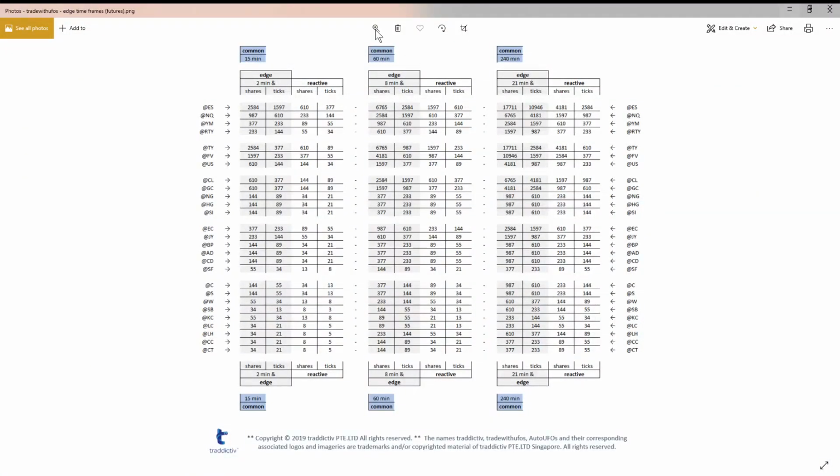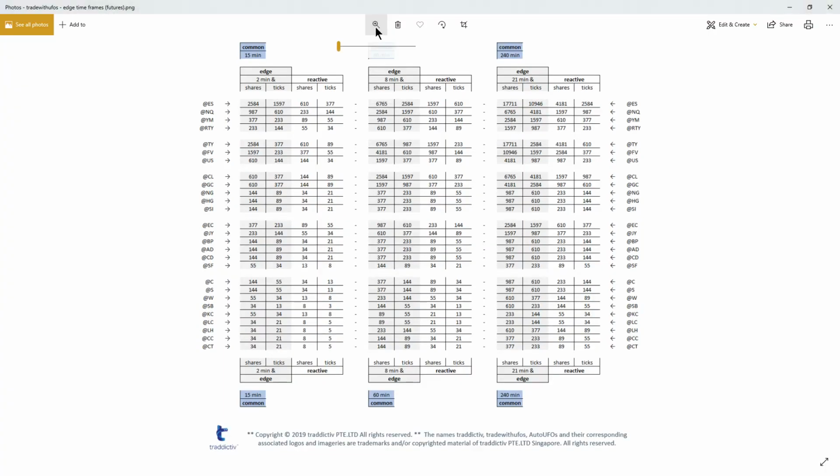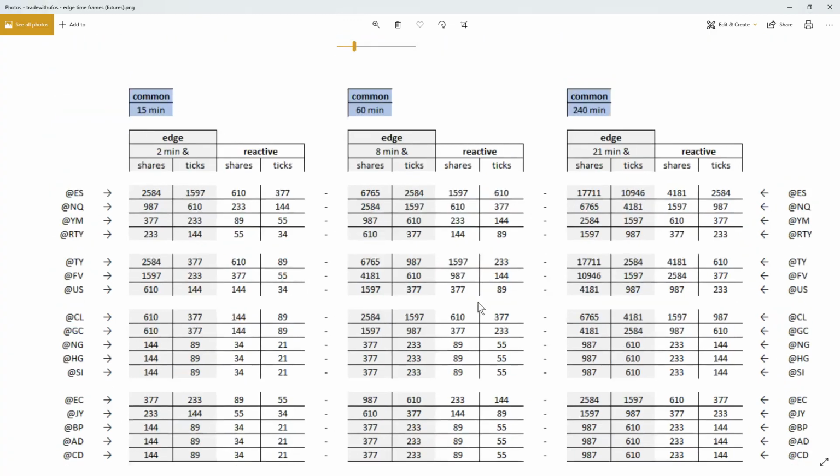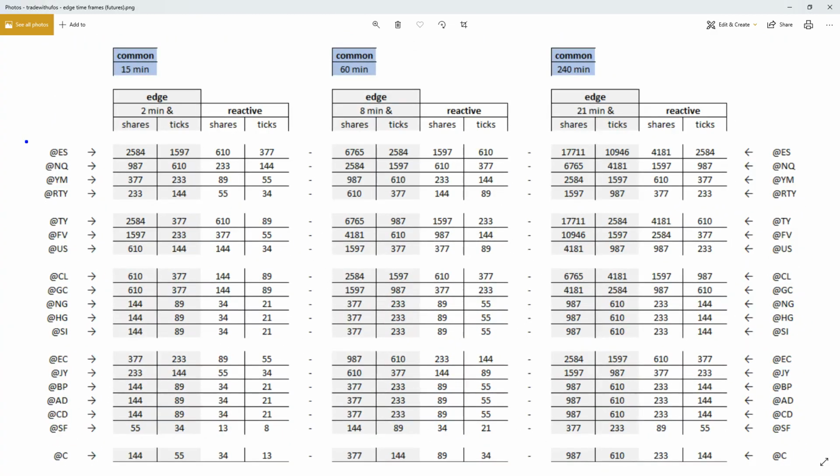Here is a table you have seen before. Let me zoom in a little bit. What you see in this table, on the left, is the S&P. If we are using the common time frame of 15, you're instructed to use the edge time frame of 2 minutes, and optionally you can use the 2584 share bars and the 1597 tick charts. That's what we have been doing in most of the sessions, and it's great.